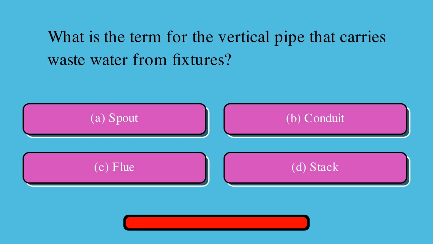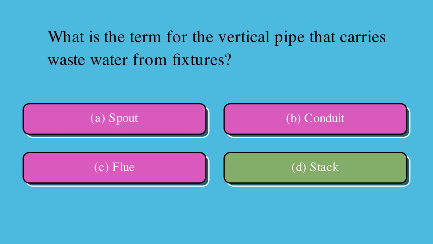What is the term for the vertical pipe that carries wastewater from fixtures? Is it A, spout, or B, conduit, or C, flue, or D, stack? The correct answer is D, stack.